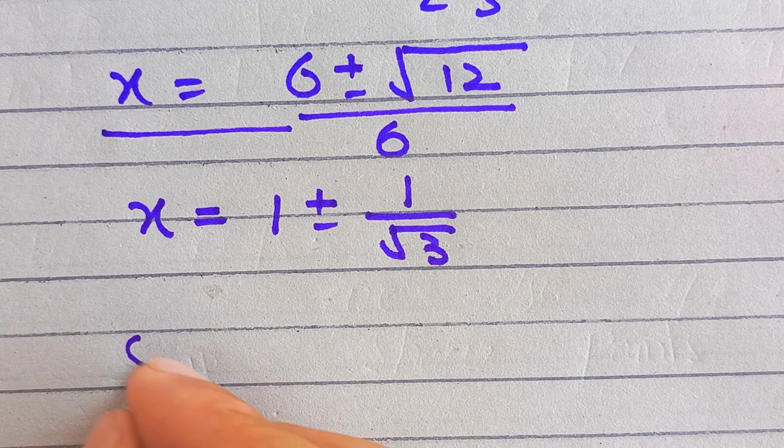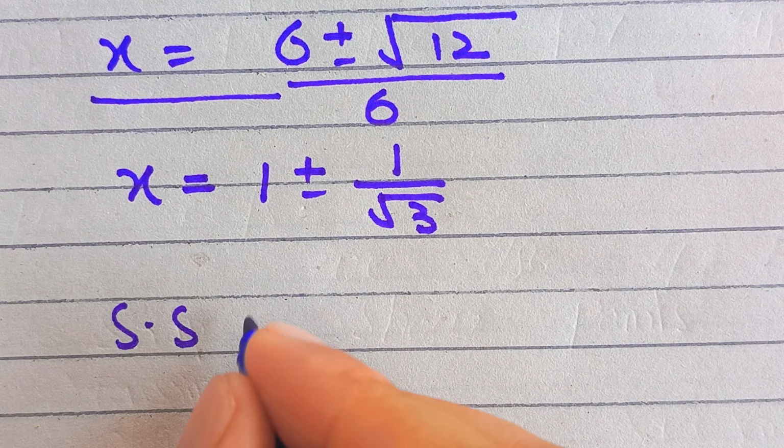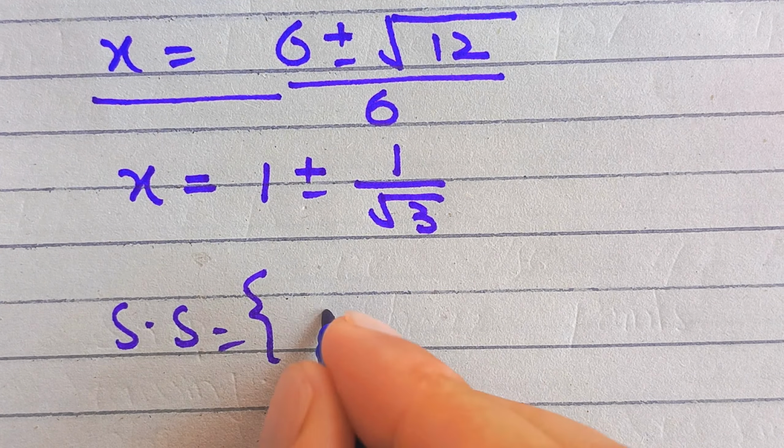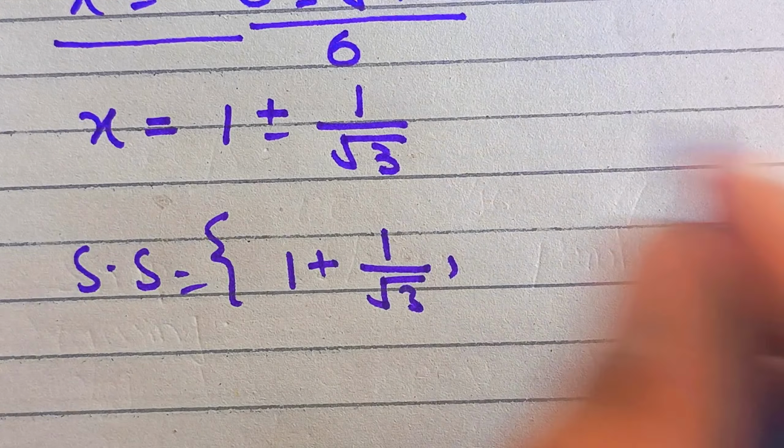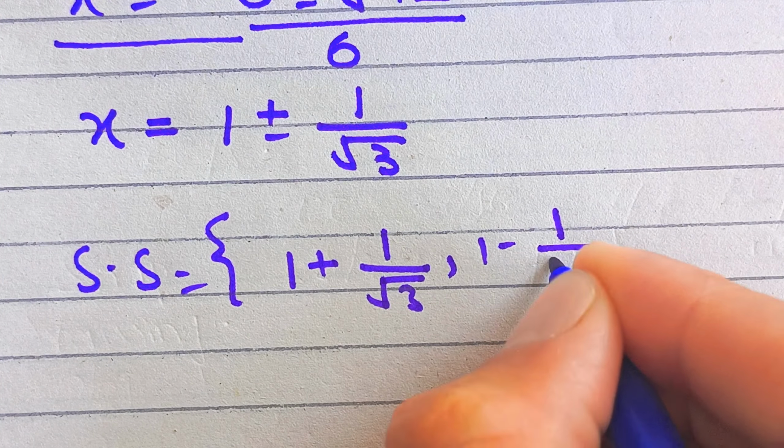and the solution set is equal to 1 plus 1 by under root of 3 comma 1 minus 1 by under root of 3.